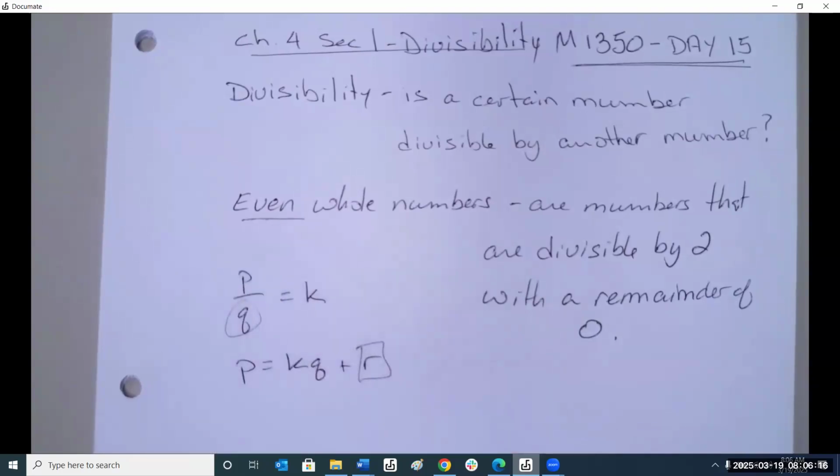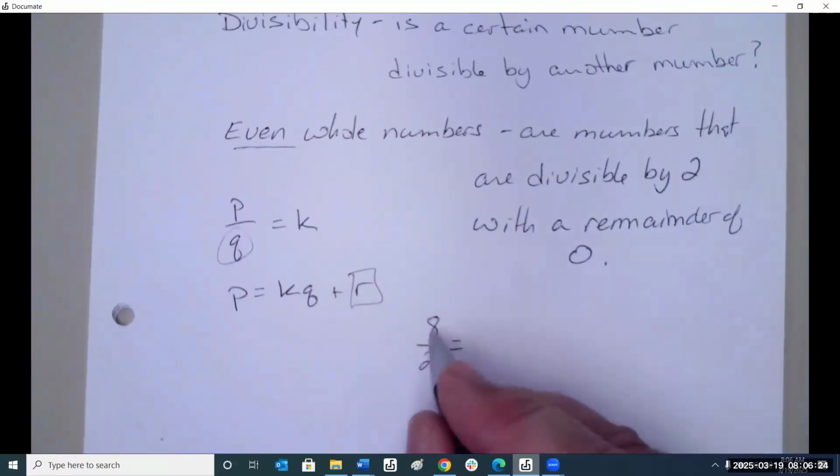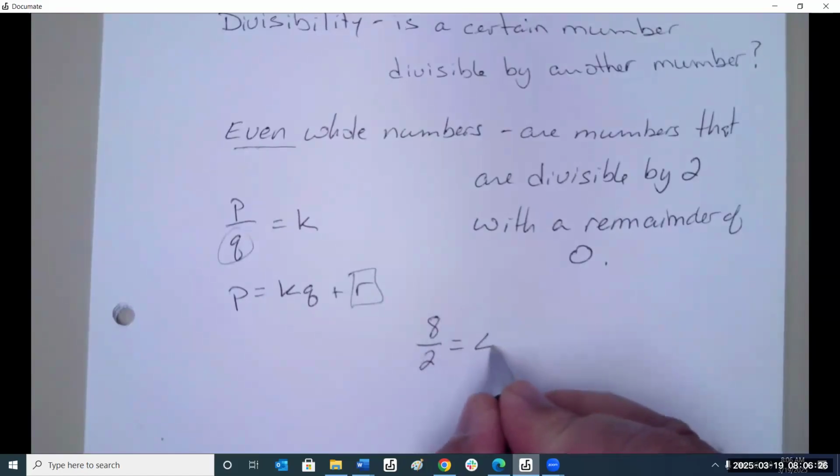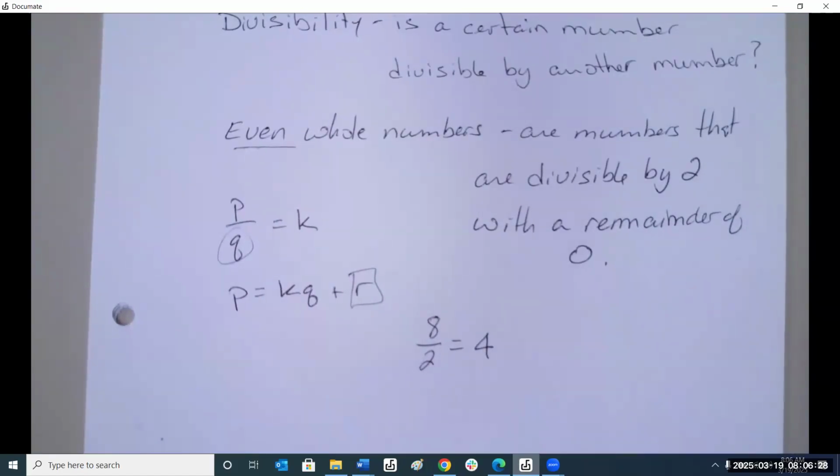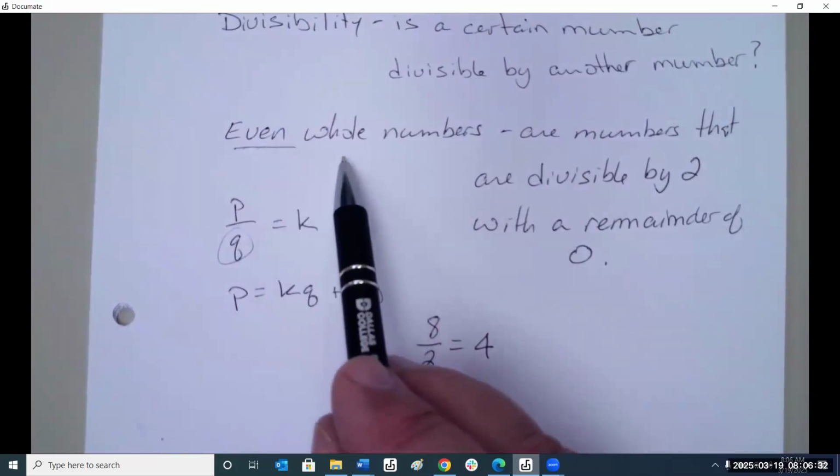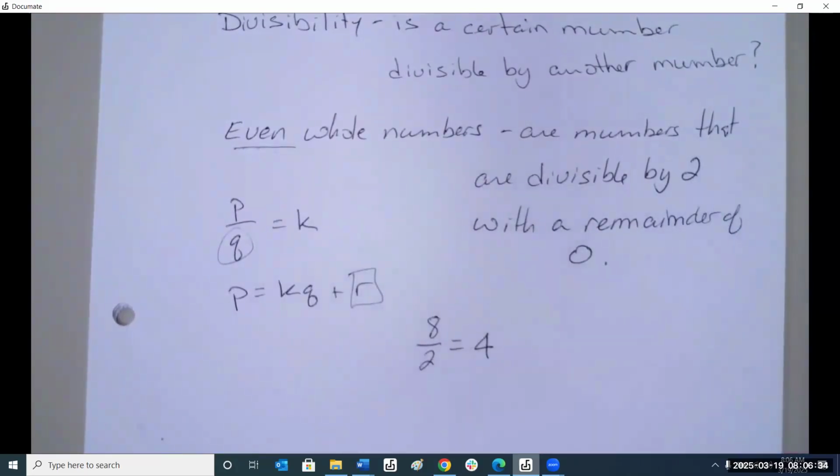So an even whole number, like 8, is it divisible by 2? Yeah. 2 goes into 8 how many times? 4. With any remainders? No. So there's an example of what an even whole number is, what defines it.